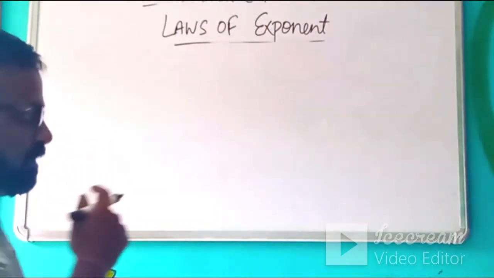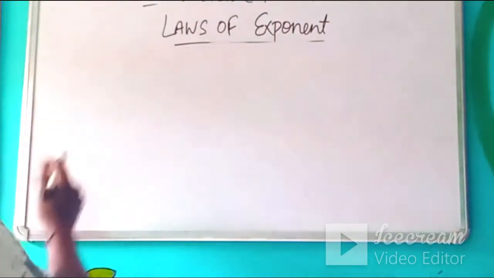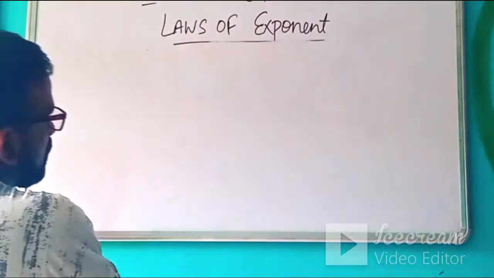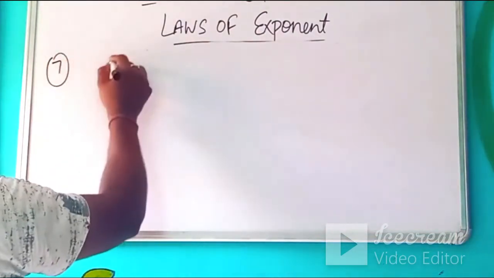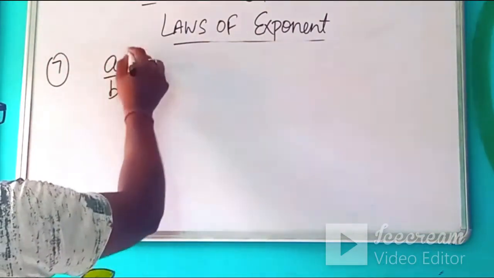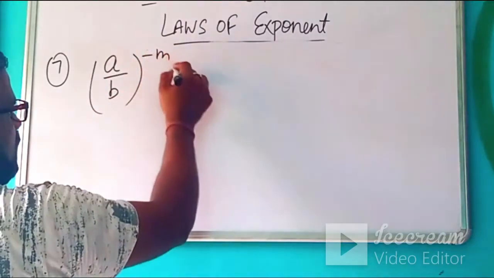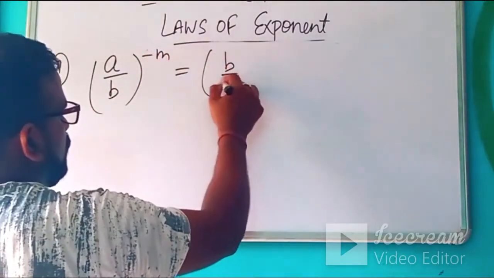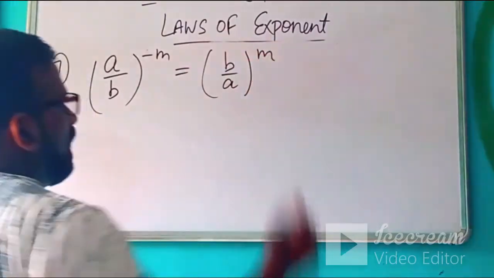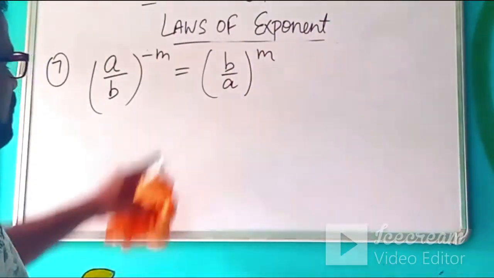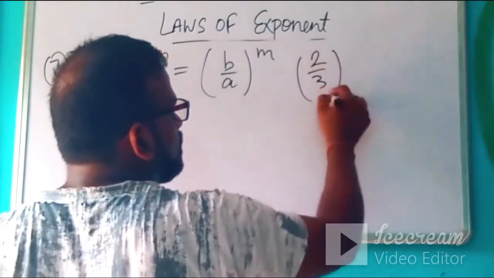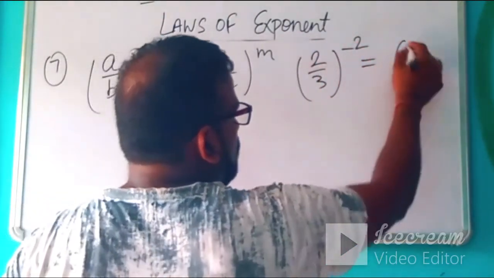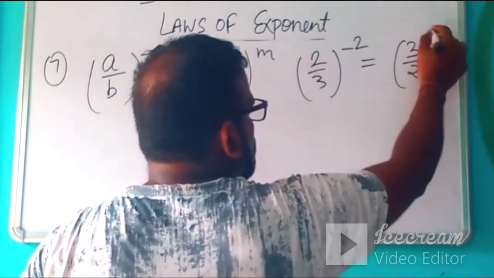Then a few more important laws. Suppose a rational number is there and its power is negative, then you can change the negative power to positive by simply reciprocating the fraction. For example, if 2 upon 3 to the power minus 2 is there, then it will be equal to 3 upon 2 to the power 2.